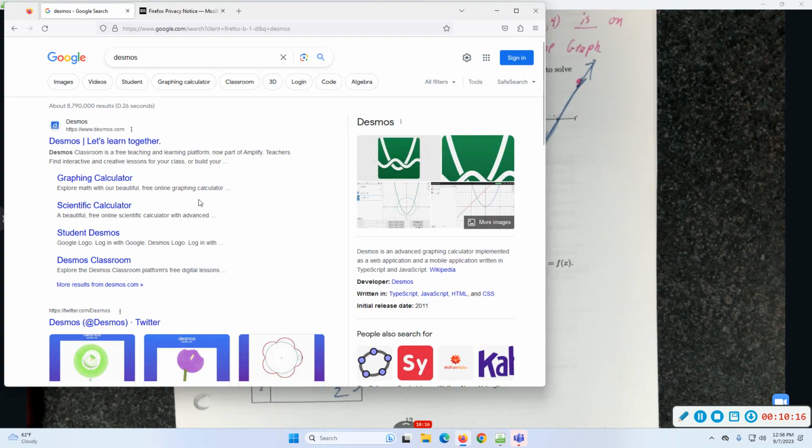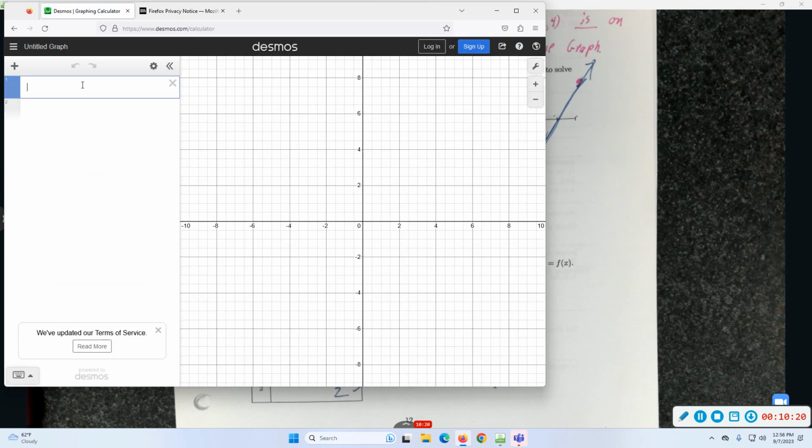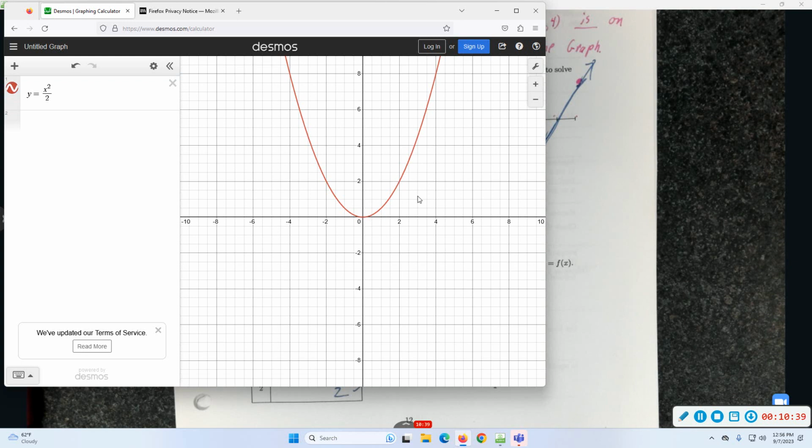Let's pull up a tool, the tool that I like to use. Let's graph y equals x squared, and then divide that by 2. Yeah, that looks pretty close to what we had. 0, 0. When you plug in 1, you get 0.5. Plug in 2, you get 2. Plug in 3, four and a half. Nice.